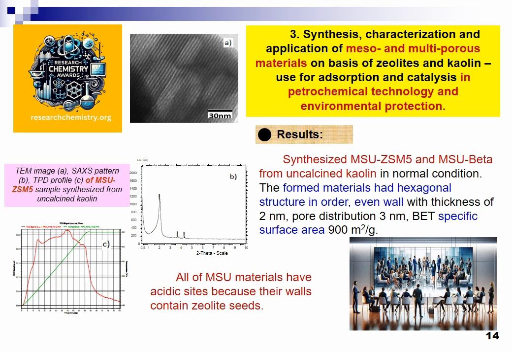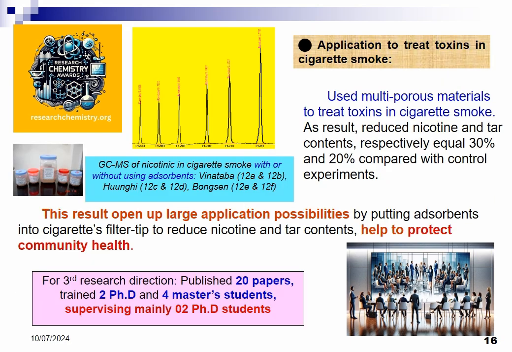3. Synthesis, characterizations and applications of meso and multiporous materials on the basis of zeolites and kaolin, used for adsorption and catalysis in petrochemical technologies and environmental protection. The results: we have synthesized MSU from unconsumed kaolins in normal conditions. The formed materials have a hexagonal structure with ordered pores, wall thickness of 2 nanometers, pore distribution of 3 nanometers, and high specific surface areas.